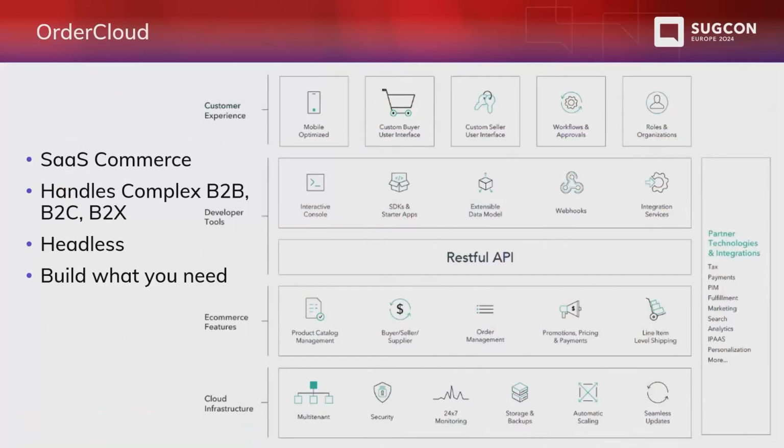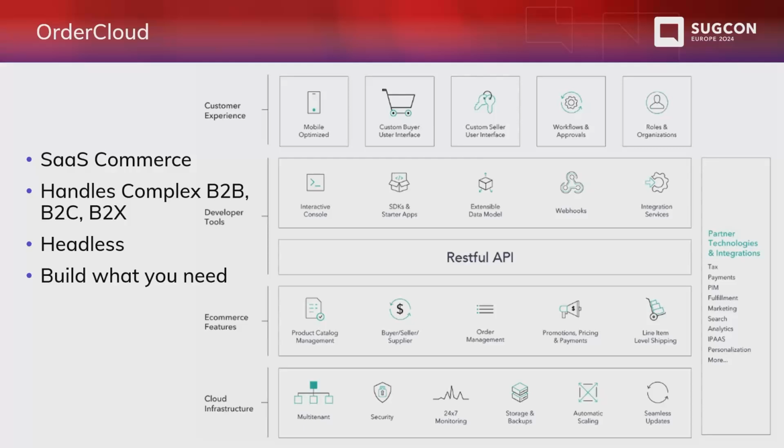So OrderCloud is a SaaS commerce platform. It's capable of handling complex B2B, B2C, and B2X commerce scenarios. It's headless, it's built on a RESTful API, and you can build what you need. So we've got all these tools that help us to build, and we have customer experiences, but these are things that you need to build. They don't come out of the box.